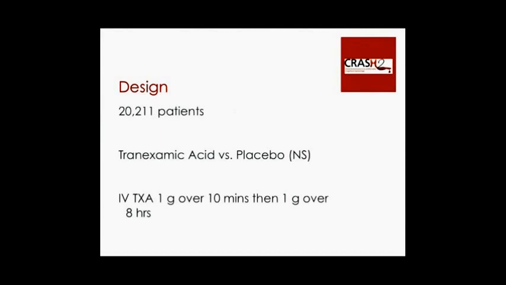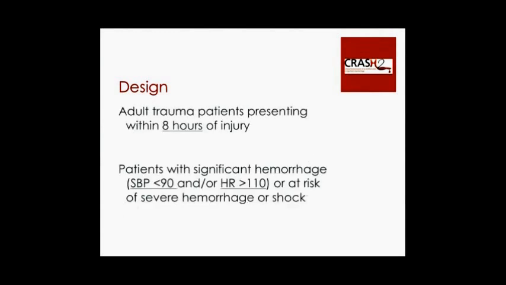I know we know this literature quite well, but it's important to go over it because there is still controversy behind it. So the dosing that they used, of course, is 1 gram over 10 minutes and then another gram infused over 8 hours. And they included adult trauma patients presenting within 8 hours of injury. And these patients had to have signs of significant hemorrhage, so systolic blood pressure of less than 90 or a heart rate of over 110, or, and this is a bit more of the subjective inclusion, at risk of severe hemorrhage or shock by the treating physician.